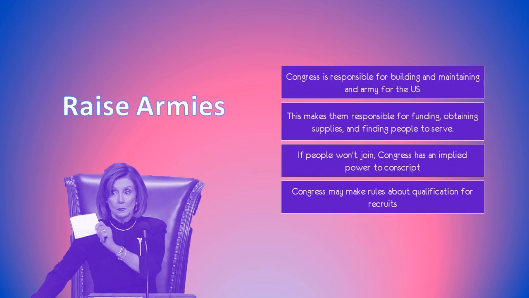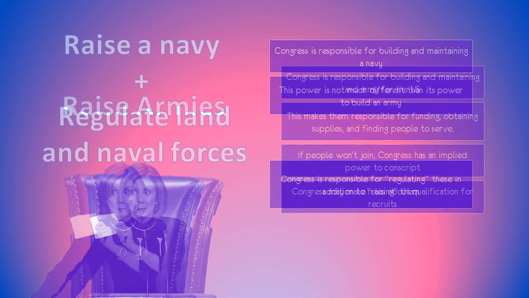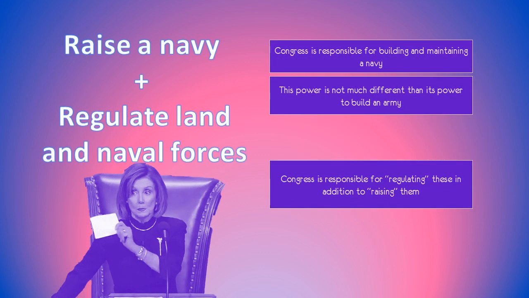Congress has an implied power to hold a draft if we don't have enough people to join the army here. And Congress can make rules about who can serve in the army. So make rules about the qualifications to serve and all that.